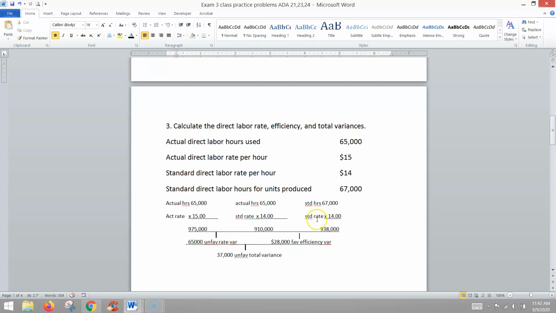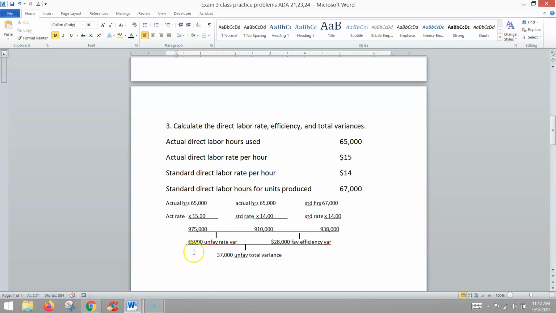To calculate the efficiency variance, we have actual hours times standard rate, and we have standard hours times standard rate. So again, the rate is staying the same. We're looking at the effect of the different hours. Actual 65,000, standard 67,000. So actual is less. That means it costs us less than what we thought. So the variance is going to be favorable. When we subtract 910,000 and 938,000, we get 28,000 favorable efficiency variance.